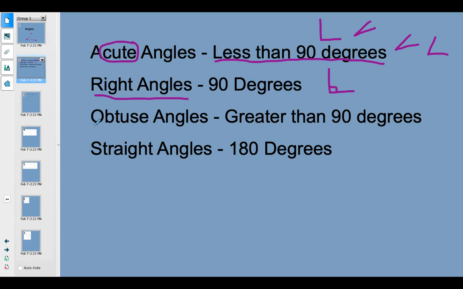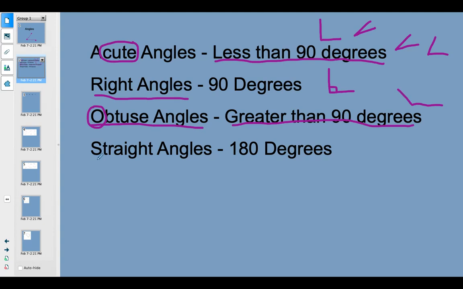So what we have left is obtuse angles. When you say obtuse, you have to open your mouth nice and wide, like you're at the dentist. So an obtuse angle is an angle that is greater than 90 degrees. So that means it's bigger than an L. It's bigger than the corner of a door. An obtuse angle is an angle that is open nice and wide. So an angle that is bigger than 90 degrees is considered obtuse.